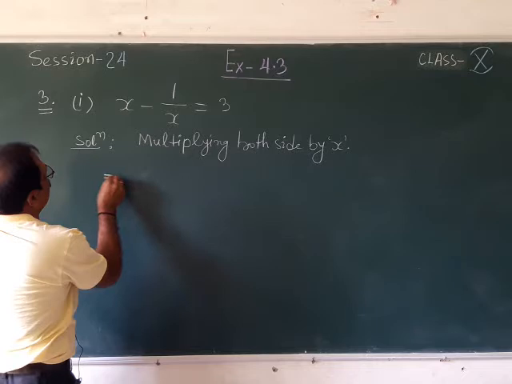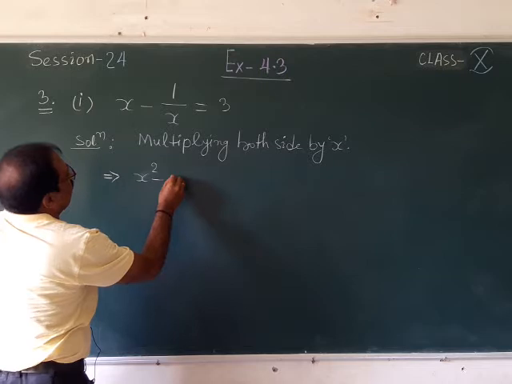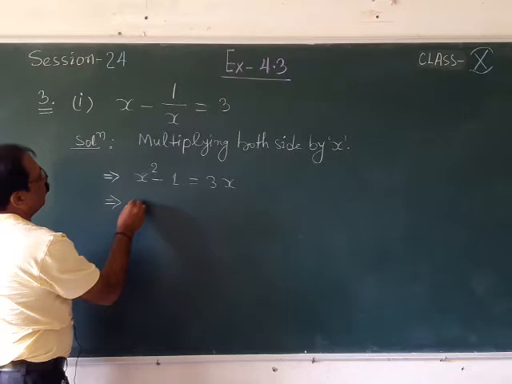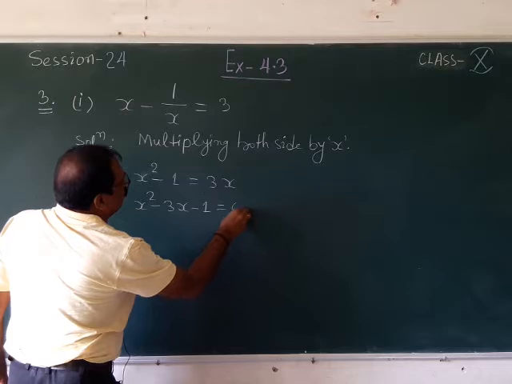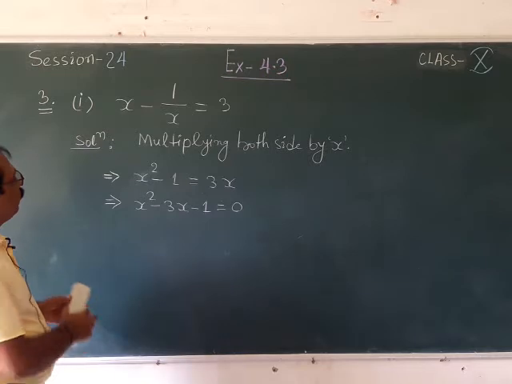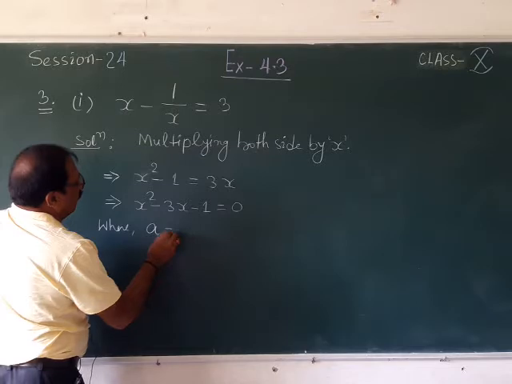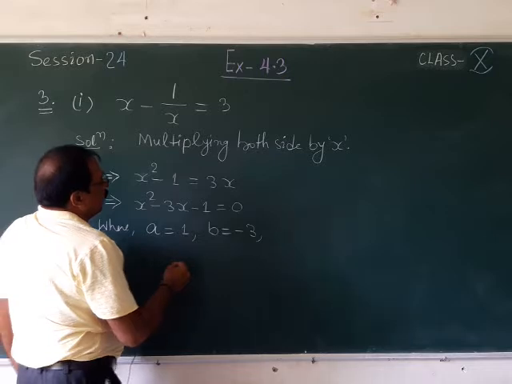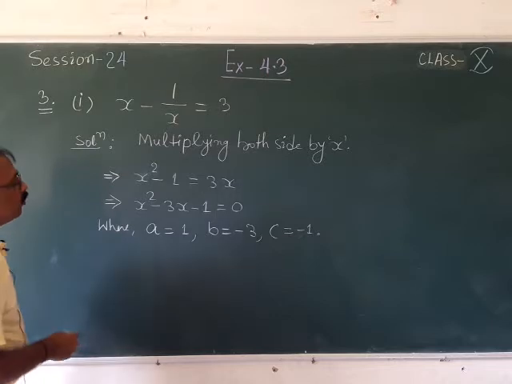What will happen to this equation then? Here x into x becomes x square, and 1 by x into x gives only 1, and that is equal to 3x. Further you can write it as x square minus 3x minus 1 equal to 0. Now this equation is in the form of a quadratic equation, where you can see that the value of a is 1, the value of b is minus 3, and the value of c is also minus 1. Then just find out the value of D.